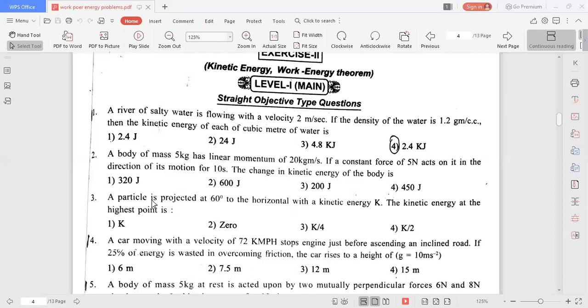Fourth problem. A car moving with a velocity of 72 km per hour stops its engine just before ascending an inclined road. If 25% of energy is wasted in overcoming the friction, the car rises to a height of... Of course, it needs the potential energy concept, I think you know it.